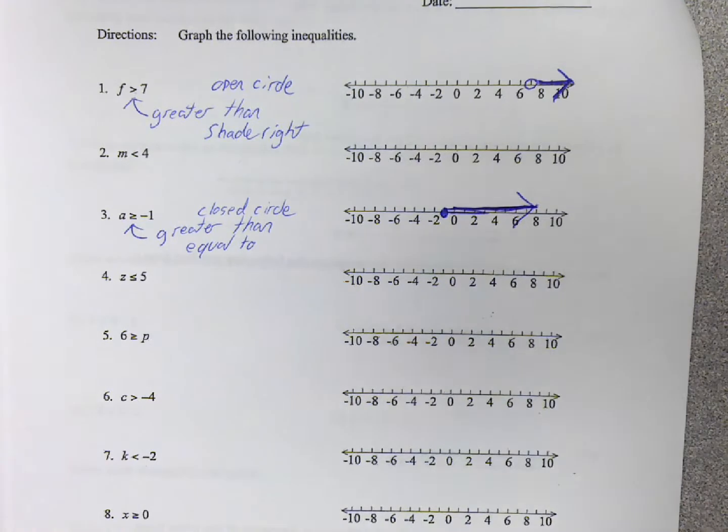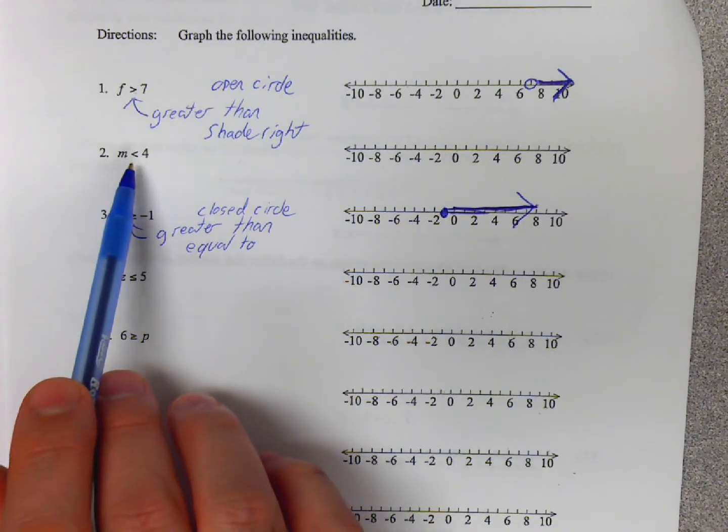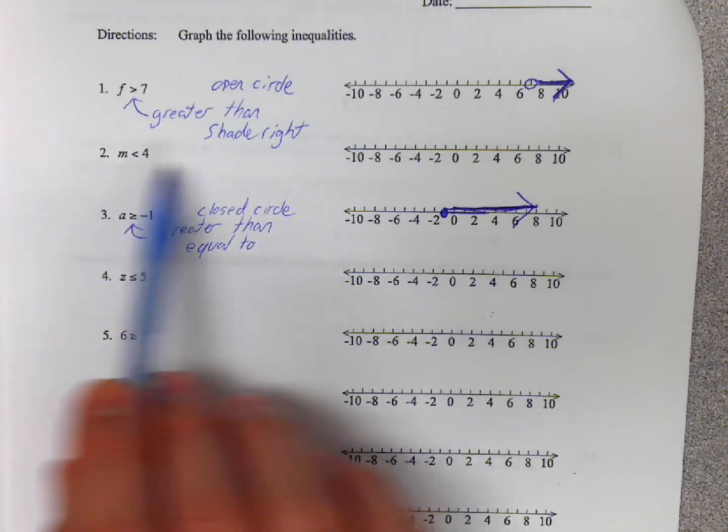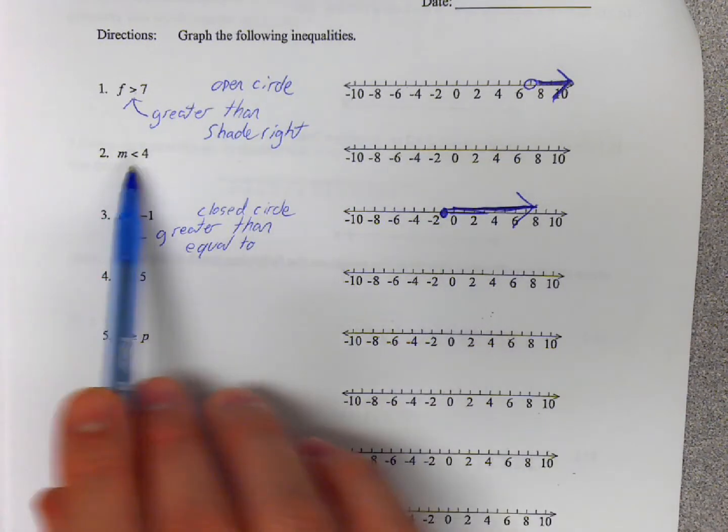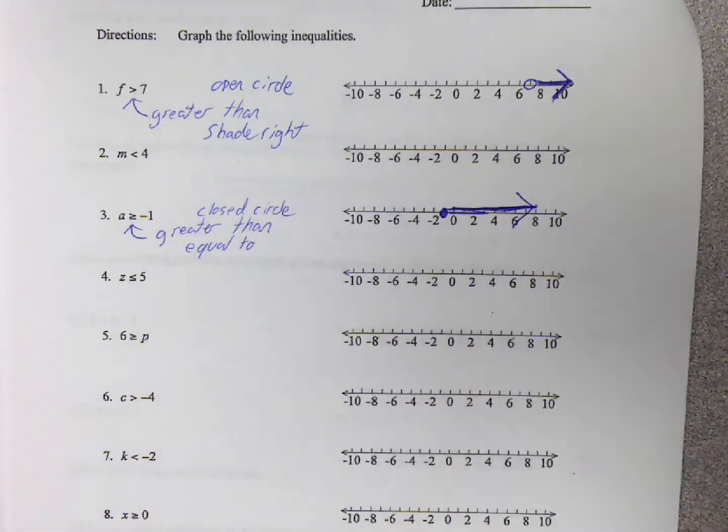All right? Less than, like number 2, this is an open circle at 4, so I draw an open circle, but since it's a less than, I'm going to shade to the left. All right? So that's what you need to do for those problems. If you still need help, call Mr. Lacey or Mr. Cosero over and we'll help you out.